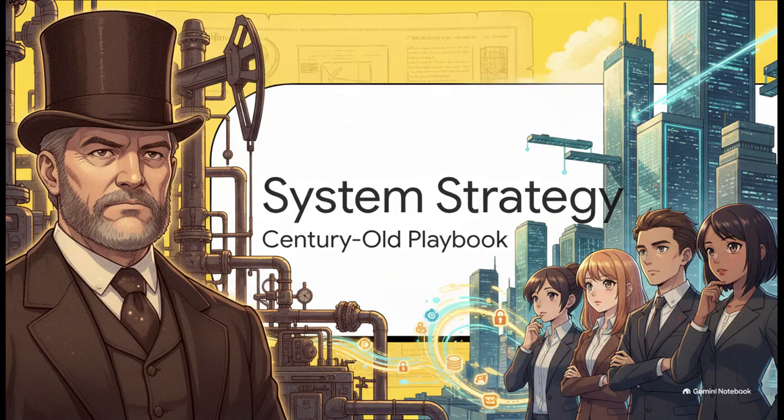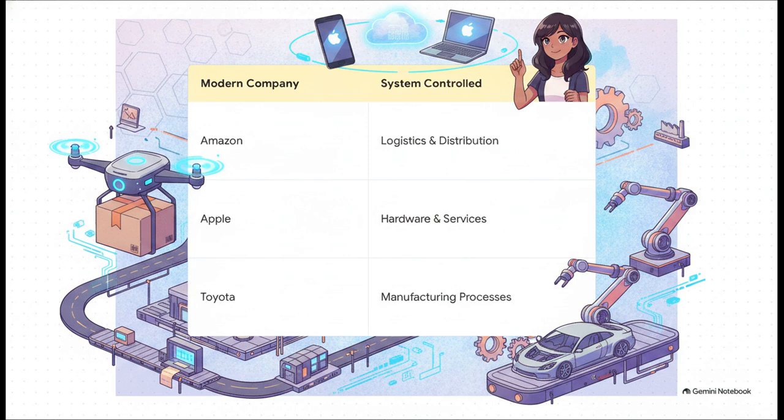Section 5. The Modern System Strategy, a century-old playbook. So how exactly does a 19th century oil tycoon apply to our world today? Why are we studying a playbook from when American capitalism was still being invented? Well, it's because his underlying strategy, controlling entire ecosystems rather than just selling isolated products, is the exact blueprint used by modern tech giants to build unassailable advantages.